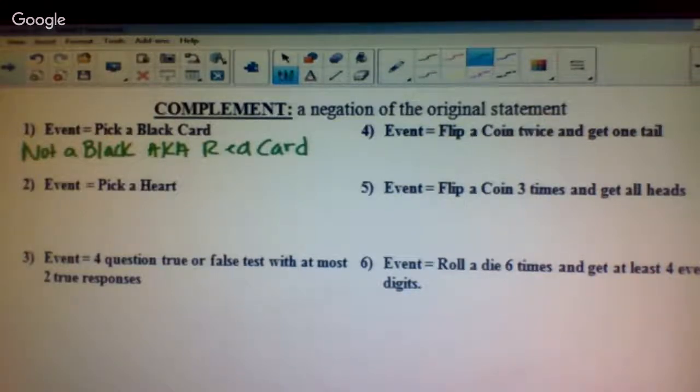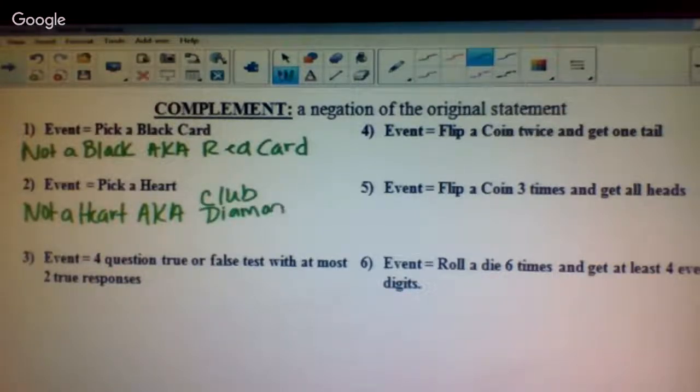So that's diamonds. My event is picking a heart. So this is not a heart, which is what? It'd be a club, a diamond, and a spade. That's it. A lot of you read too much into it when you think compliment. It's not quite as hard as you think. So picking a heart means you're not a heart, which means you're a club, a diamond, or a spade.